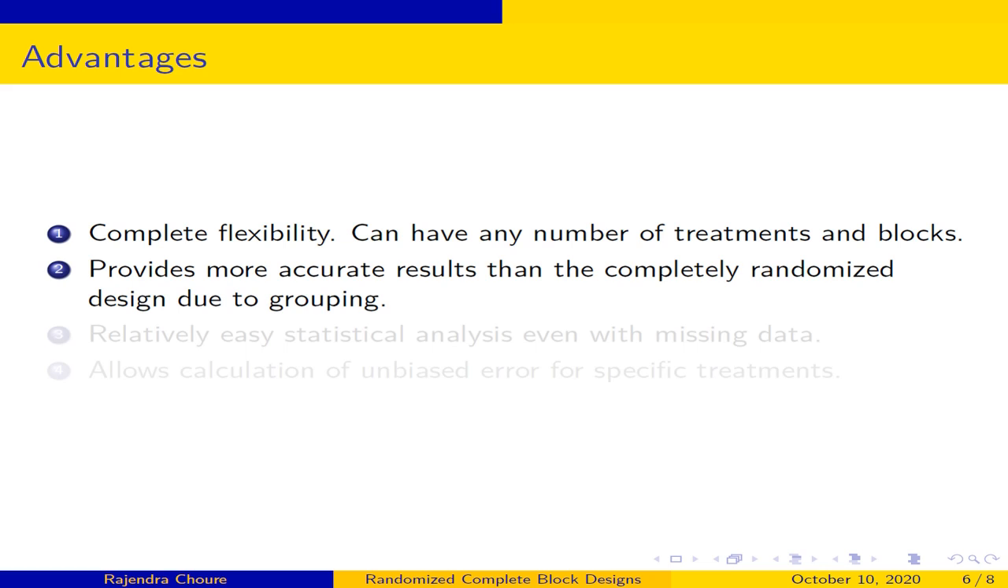Then these provide more accurate results when we compare those results to a completely randomized design. Because in randomized block designs, those variations which are there within the groups get separated from each other. In completely randomized designs, these variations cause large variation in the output. Then these are relatively easy to analyze statistically. Even when missing data is there, that missing data affects the individual block only.